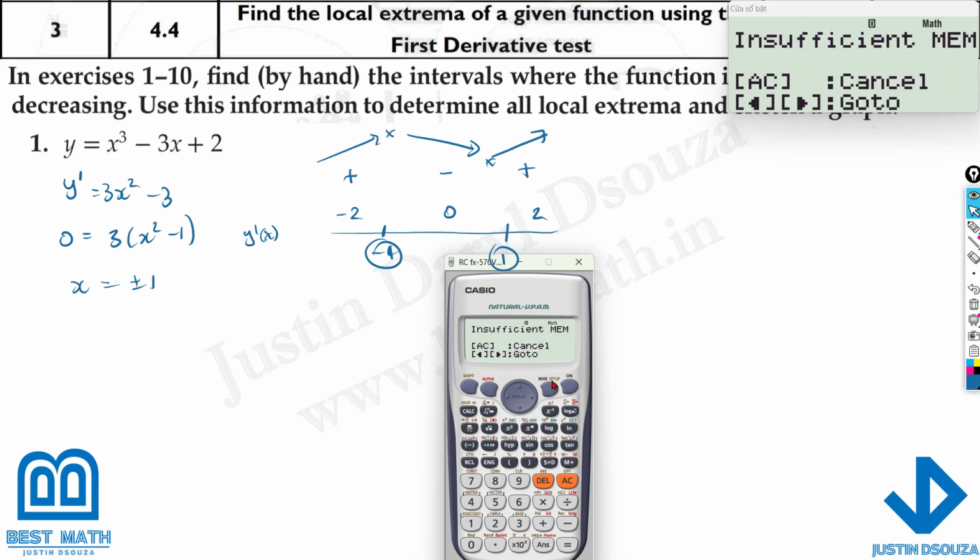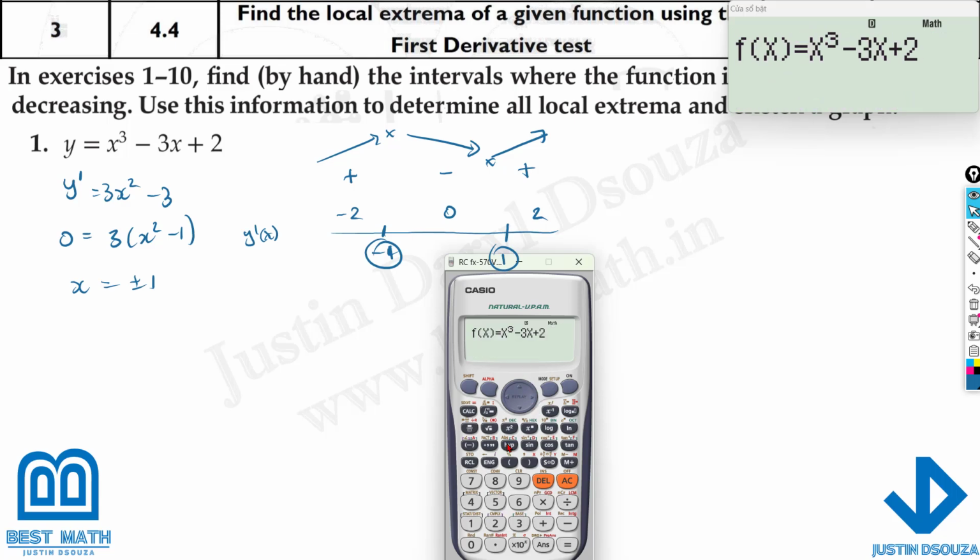Okay, now it's insufficient memory because there are too many values. So you can manipulate these values from minus 5 to 0 and then so on. But I'll leave this start and end and let me give a step of 1. Now you can get the values.